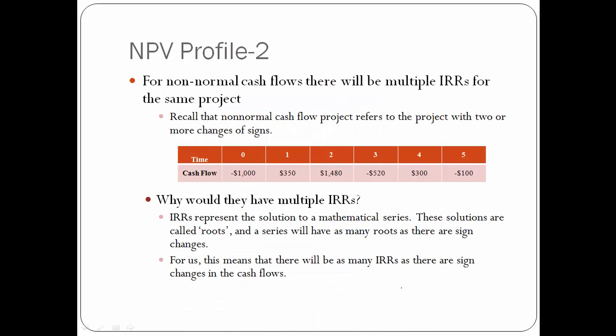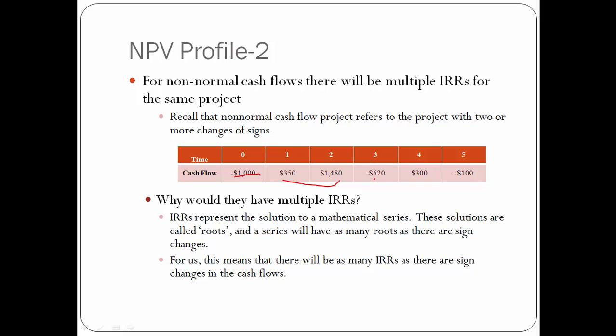Now, for non-normal cash flows, there will be multiple IRRs for the same project. So for example, if we look at this non-normal project, we have a negative cash flow at the beginning, and positive cash flows, and then negative, and then positive, and then negative. So that's a typical non-normal cash flow project.